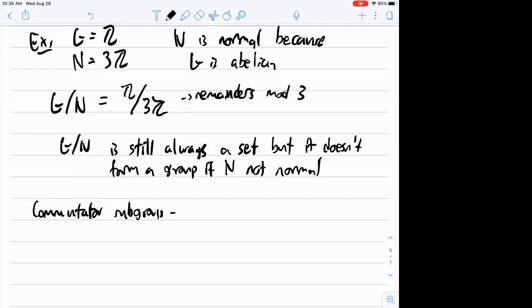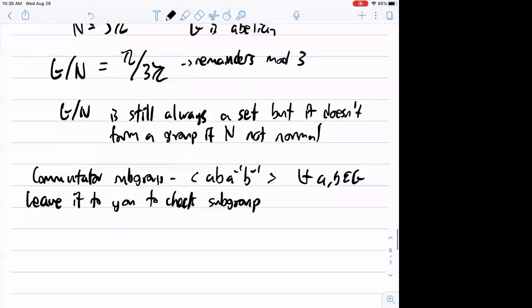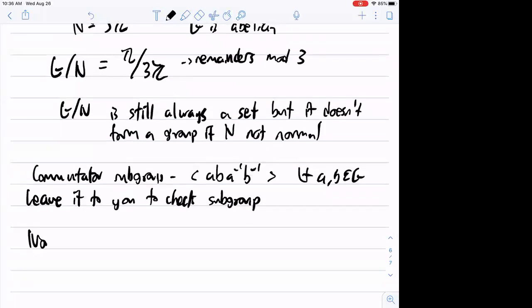It's the group generated by elements of this form, right? a, b, a inverse, b inverse, for all a, b in G. I will leave it to you to check that it's a subgroup. You need to check that it's closed under the operation, has inverses, and so on. The normality is easy.